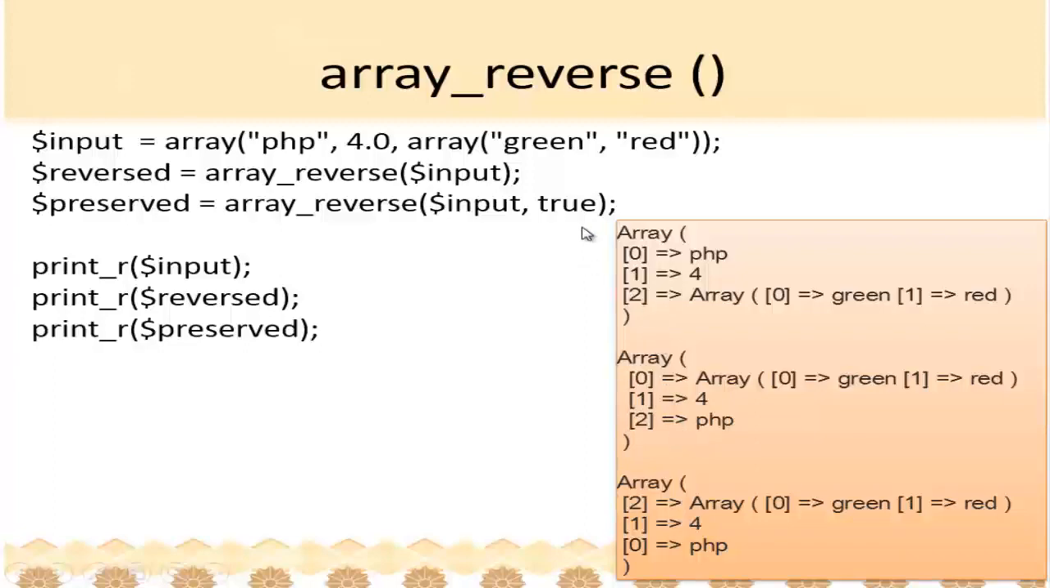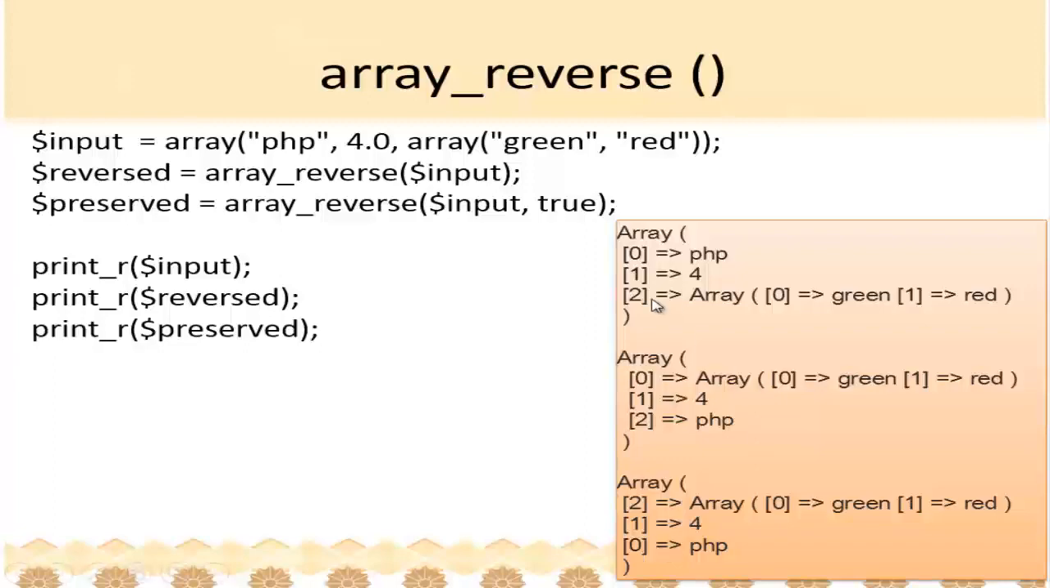If you say preserve the key, what is going to happen is this. If you notice over here, the array is actually reversed, but the index is kept as it is. The index is preserved. That's the meaning of saying preserve the index.